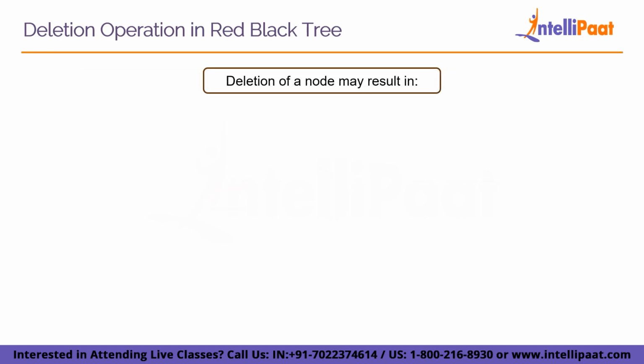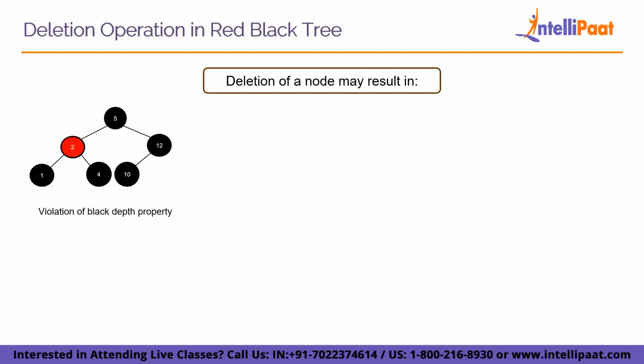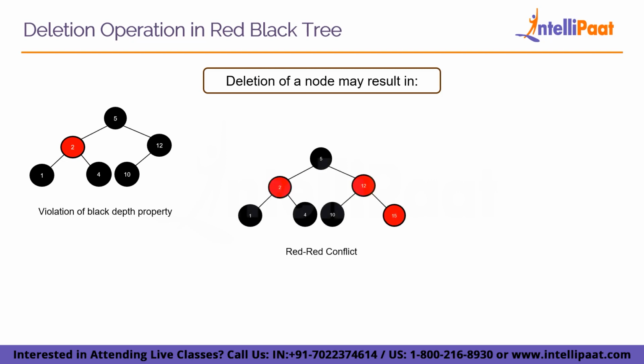After a node has been deleted, violations in the properties of the red-black tree may arise. It might be the inconsistency in the number of black nodes from root to leaf in any of the branches, or it might end up having a red-red parent-child relationship.